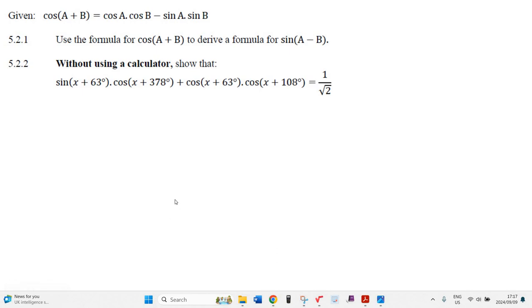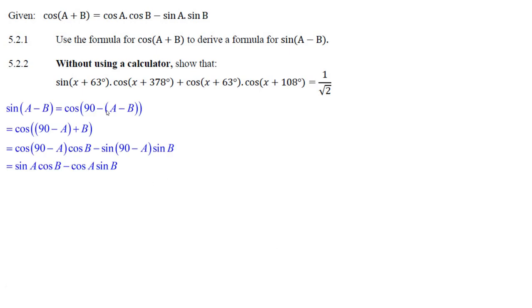Okay, let's try this second trigonometry question. It says use the formula for cosine of alpha plus beta to derive the formula for sine of A minus beta. Well, there's a trick with cofunctions, and it's in the textbook, and it's just one of the things that they can ask, and here they are. They've asked it.